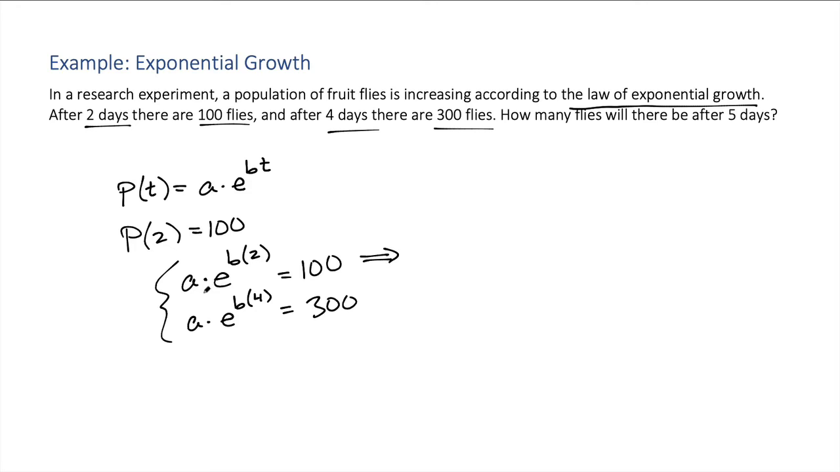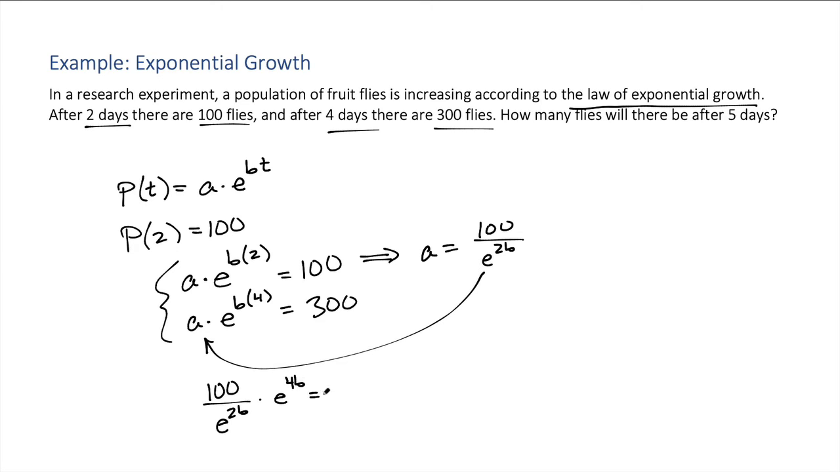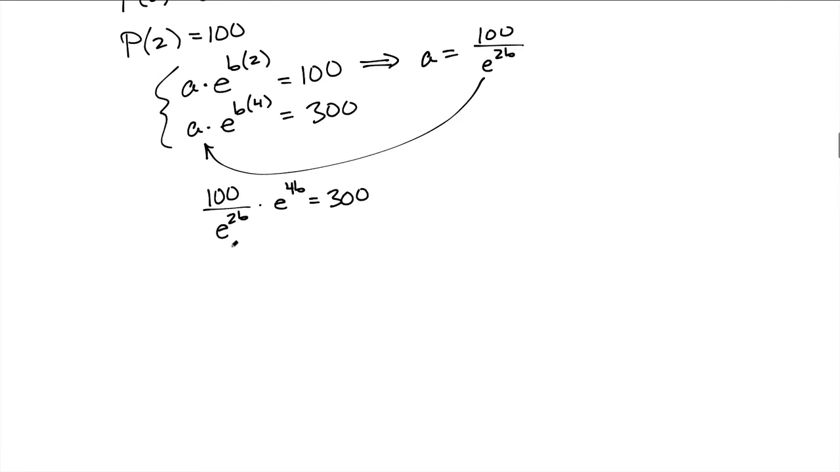Well, if I solve for a here, by dividing by e to the 2b, I get a equals 100 over e to the 2b. And I can take that and plug it in right here. So 100 over e to the 2b times e to the 4b is equal to 300. Well, now e to the 4b over e to the 2b, we can subtract the exponents since they have the same base. And we get e to the 4b minus 2b, which is 2b. Now dividing both sides by 100, we get e to the 2b equals 3.